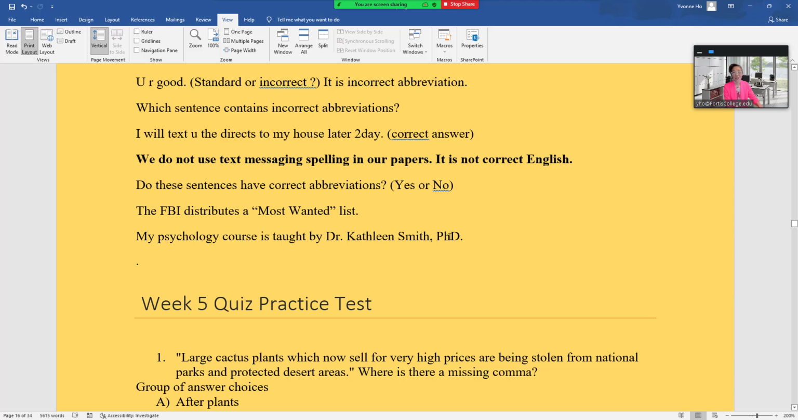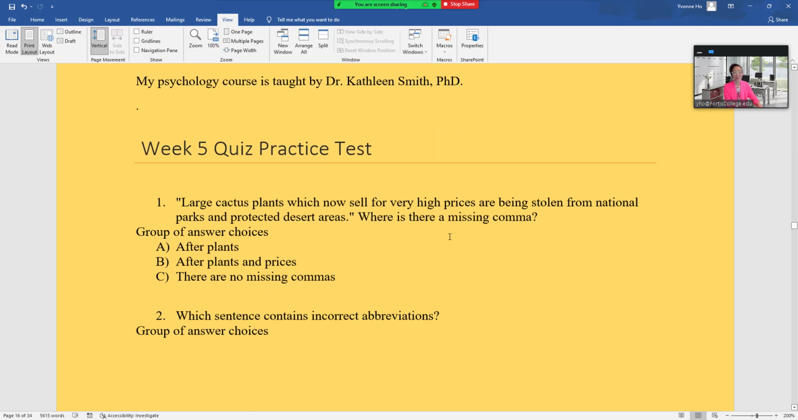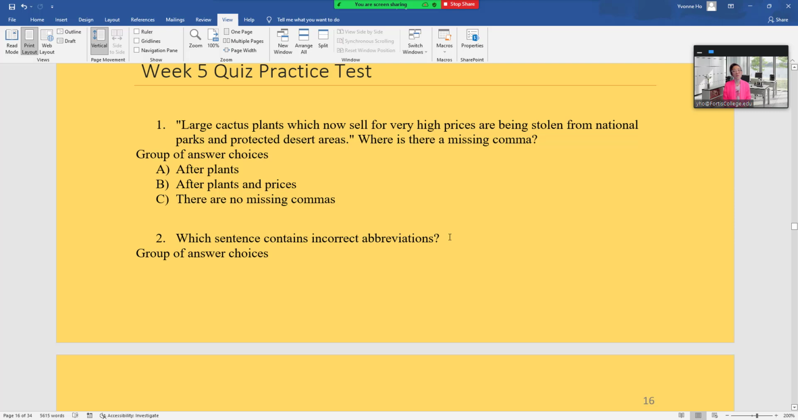So, are you ready to start the quiz? If you can score a 100% on your quiz, then you are ready to take the actual Week 5 quiz. Large cactus plants, which now sell for very high prices, are being stolen from national parks and protected desert areas. Where is there a missing comma?